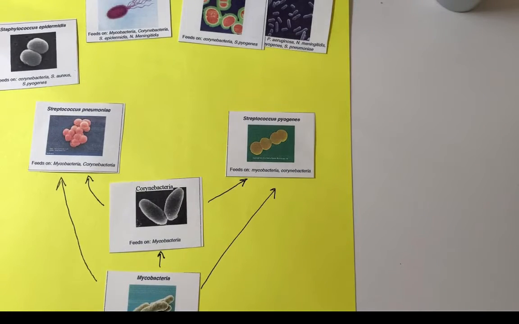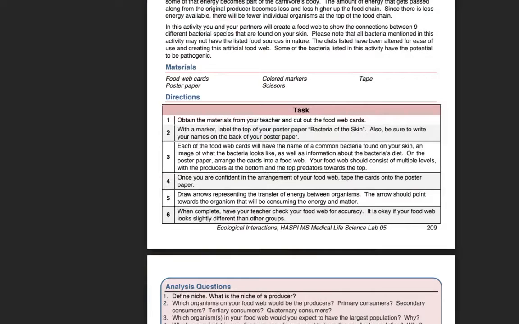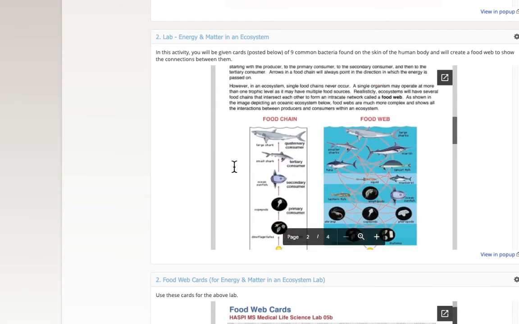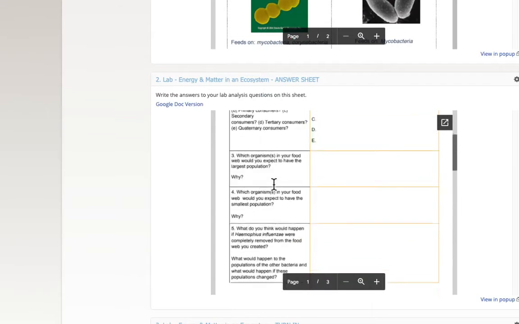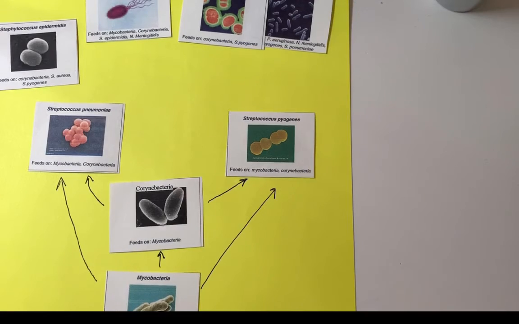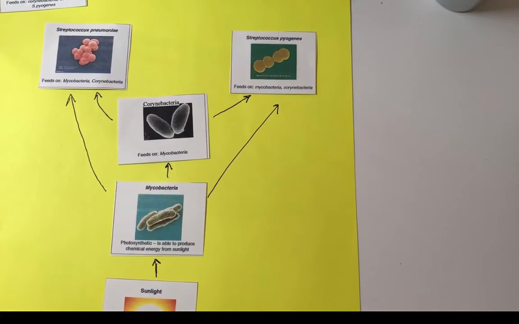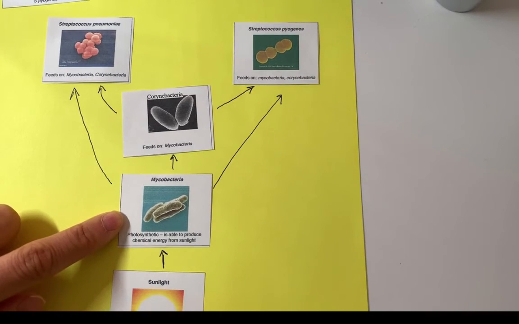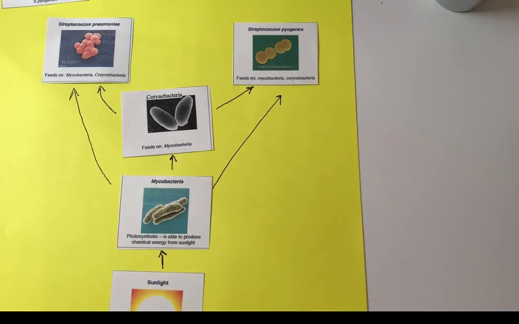And then what you're going to do is you're going to be answering questions about that food web. So the first couple questions are right here. Which organisms on your food web would be the producers, the primary consumers, the secondary consumers? So you're going to go back to your food web and look at what is my producer. My producer is the one that gets energy from the sun and makes its own food. So that would be the Mycobacteria.